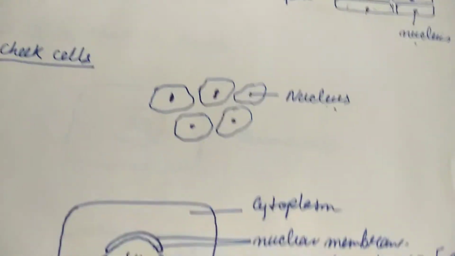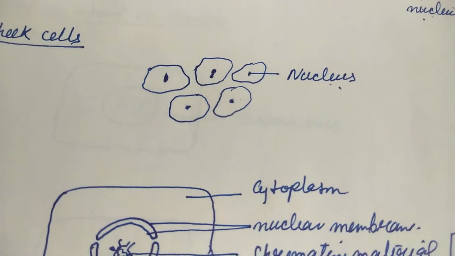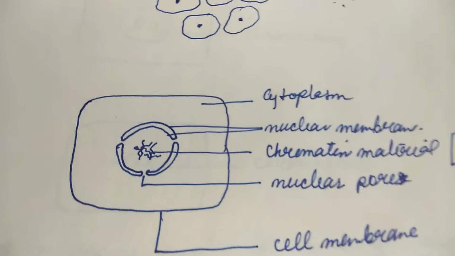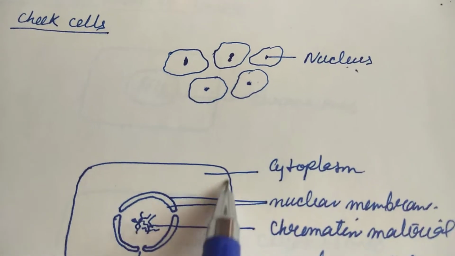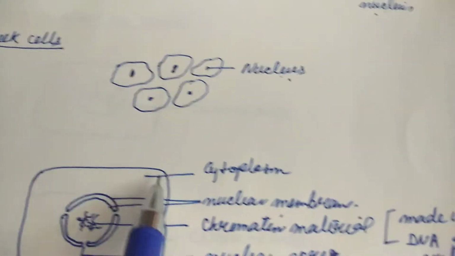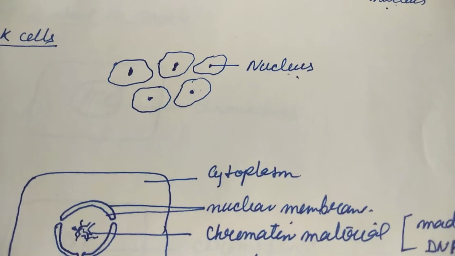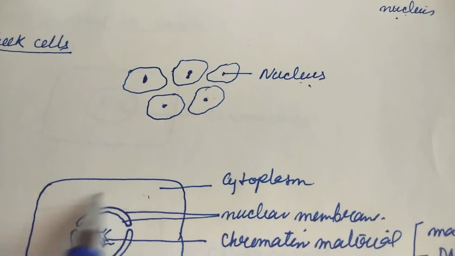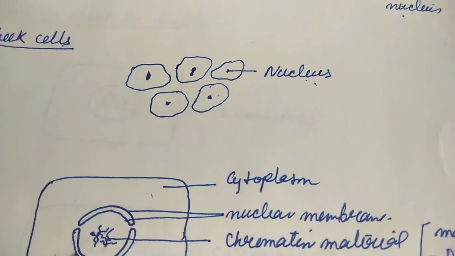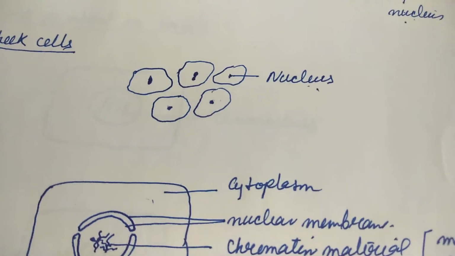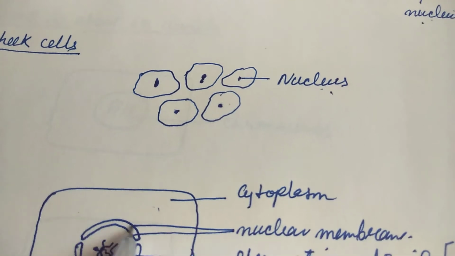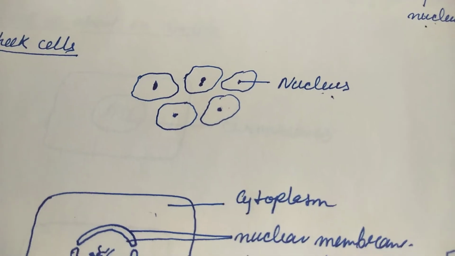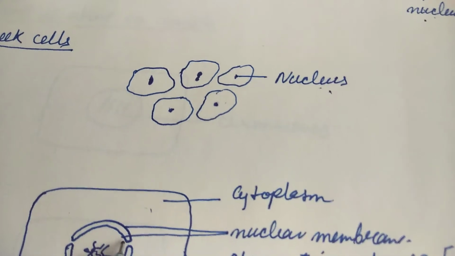Now let's talk about a little bit of detail about this nucleus. We can see a structure like this. This is a cell. We have drawn a rough sketch of a cell. This is the cell membrane. This area is the cytoplasm. Then the center is the nucleus. The nucleus is surrounded by a membrane, and the membrane is a double layer. It's not a single layer, it's a double layer. You can see it here.